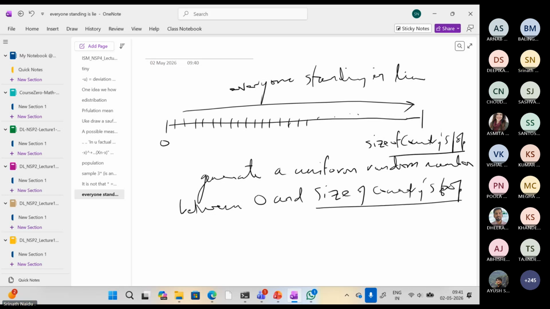That number could be this guy, or this guy, or this guy, or this guy. It all happens with the same chance. With a small chance it's this guy, with a small chance it's this guy, and so on and so forth. So there's no bias in that number. Wherever that number falls, I'm going to pick that person. That guy goes into the sample. So I do that experiment 100 times.